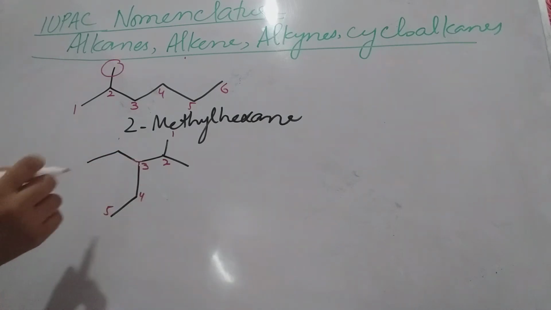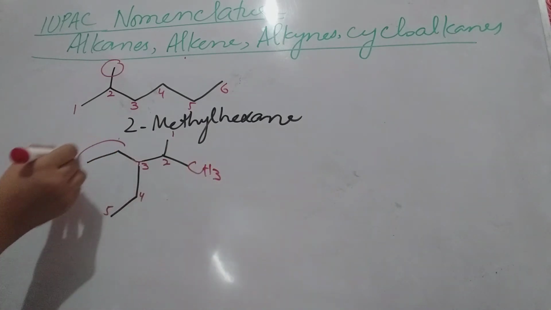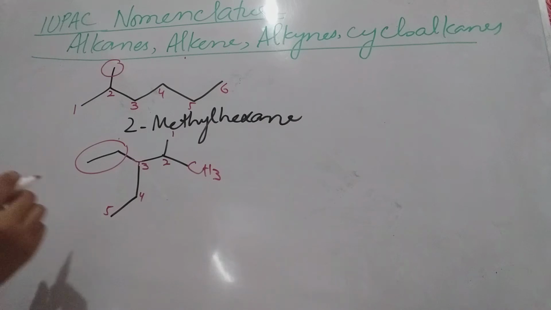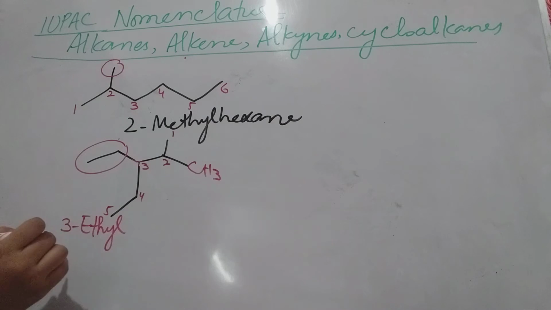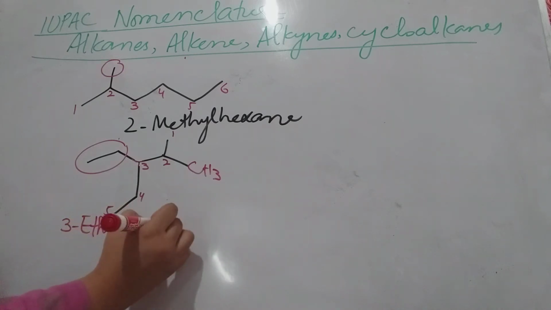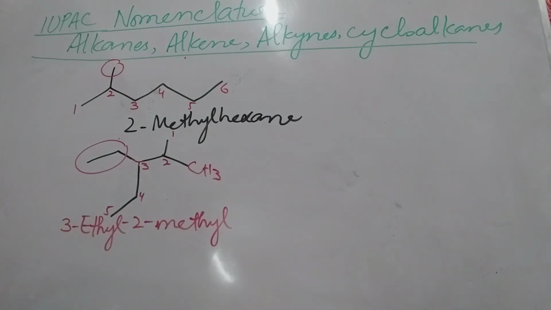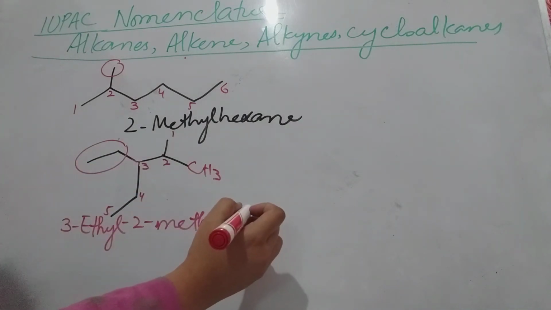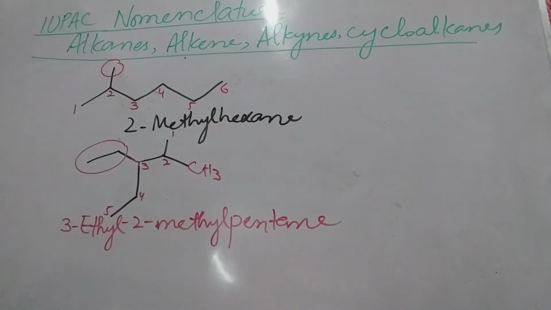4, 5. At the second position you have a methyl group, and at the third position you have an ethyl group. Got it? So you will write 3-ethyl first, because alphabetically ethyl comes first, then 2-methyl, because these groups are different from one another and it's the longest continuous chain. Okay, 3-ethyl, 2-methyl, and what is the number of the chain? Pentane. Okay, there is no double or triple bond here. We will name it simply 3-ethyl-2-methylpentane.